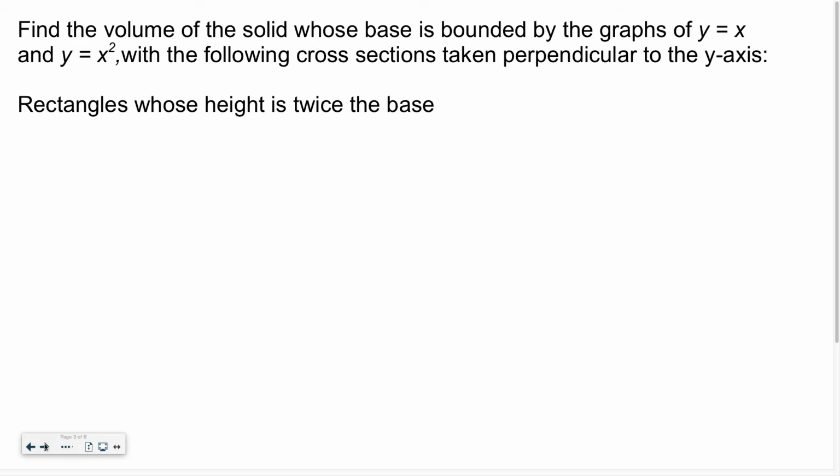Notice how we have sections perpendicular to the y-axis. So if you're going to condense this down to not as many words, which I would suggest you do, I would write down y equals x and y equals x squared, but then I would write perpendicular to y-axis because that piece of information is important. And it looks like we're going to do rectangles whose height is twice the base.